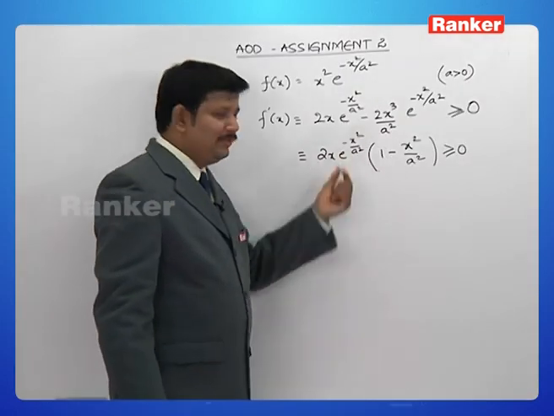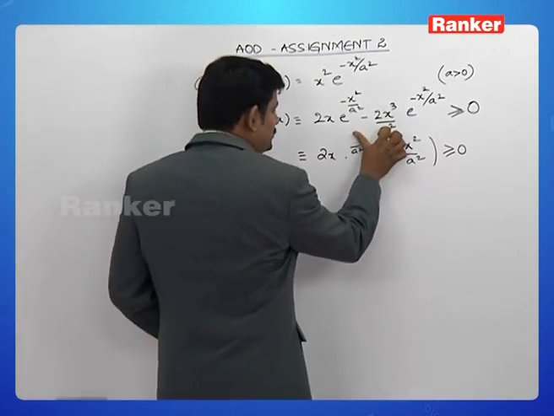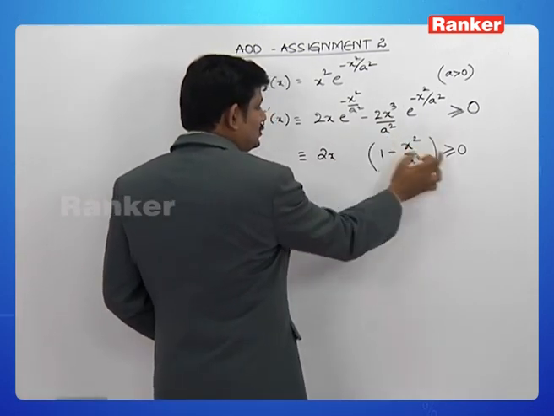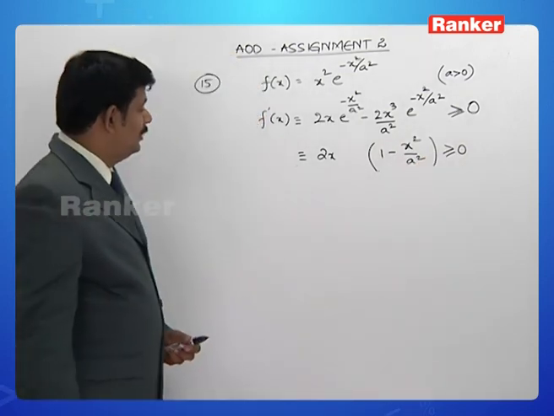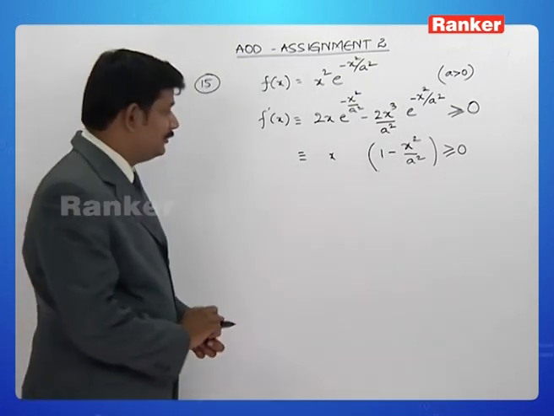Now, e power whatever will always be positive. It has no contribution in the sign. We can happily remove it. 2 also has no contribution in the sign. We can happily remove it.